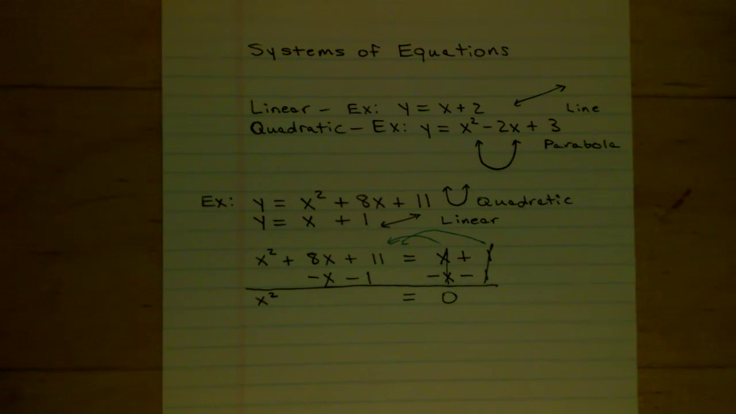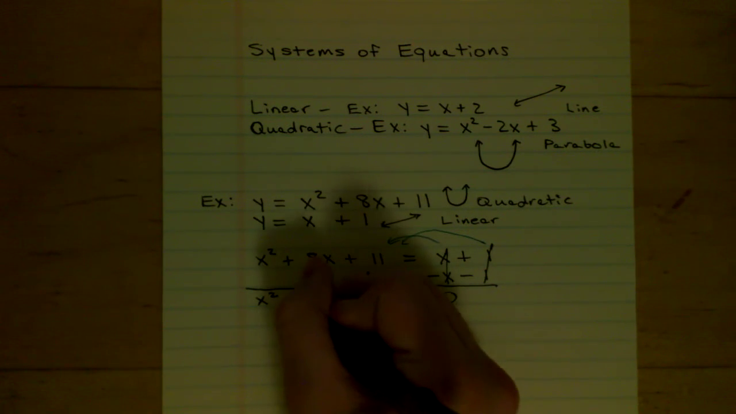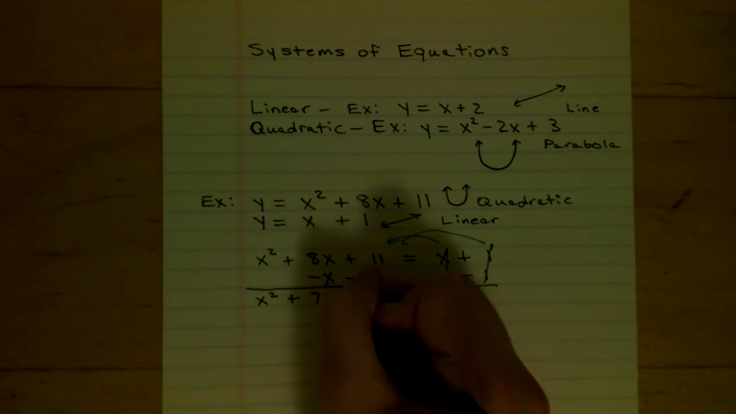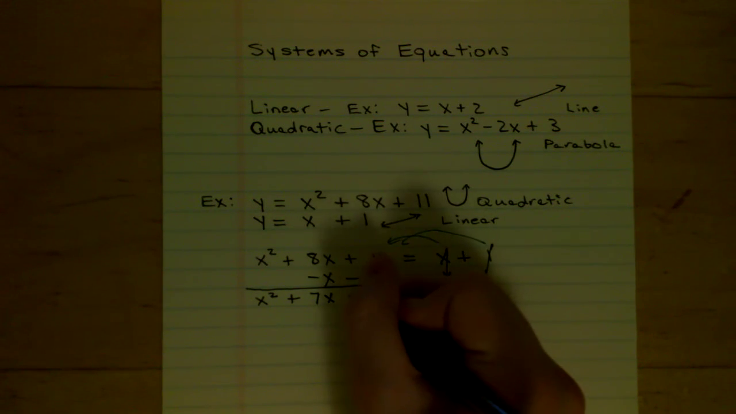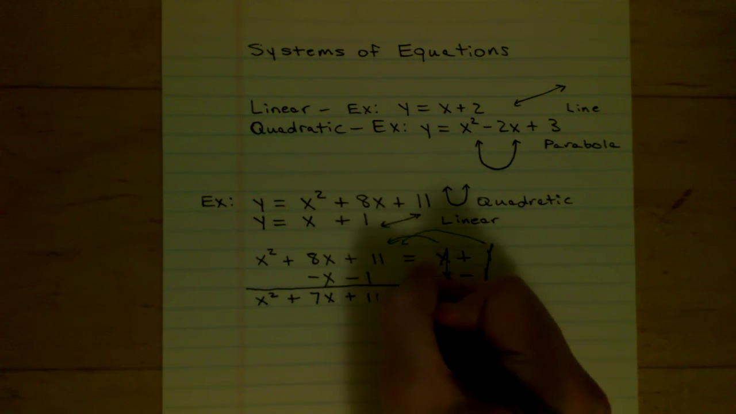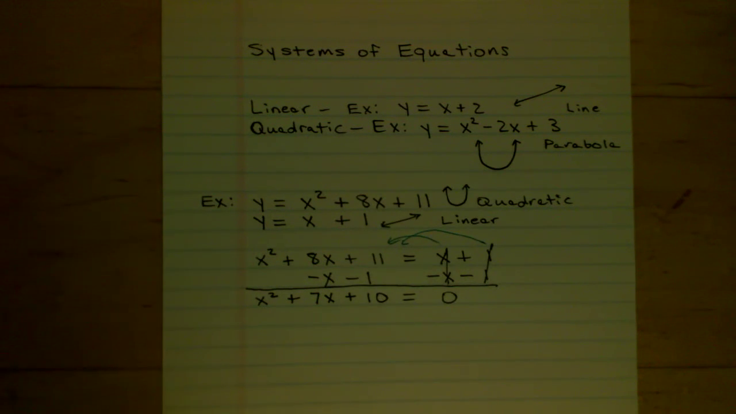And then the x terms will give me 8x minus 1x. 8 minus 1, that's going to be 7x. So I'm going to write plus 7x. And then for the regular numbers, I have 11 minus 1. That's going to give me positive 10. Okay, so now everything is on the left side like I want it to be.